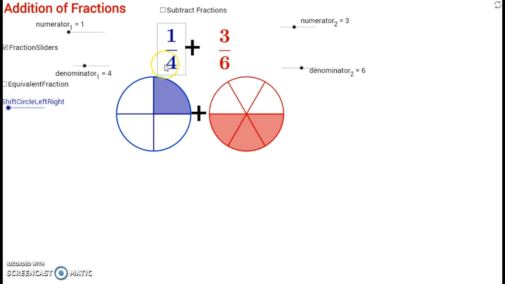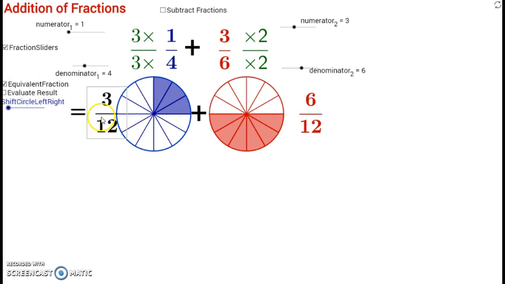So we know we have to multiply 4 by 3 to get 12. So what do you think we have to do to the 1? We have to multiply 1 by 3 to make the fraction work. So this would become 3/12, as you see here.